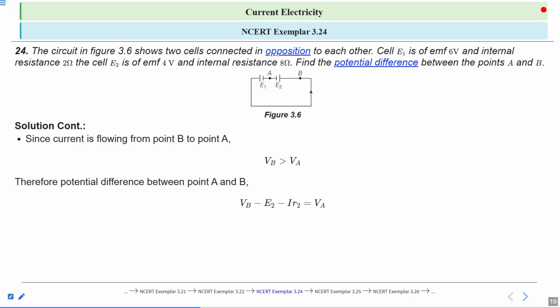Understood? We are starting from point B and moving towards A through cell E2. So at B point, potential is VB. And we are going from positive terminal to negative terminal of battery, so we will take E2 as negative. So minus E2. Now there is internal resistance of the battery and we are moving in the direction of current. So potential drop across the internal resistance, IR2, will be taken as negative also, which is equal to, now we reach the point A. So equal to VA.